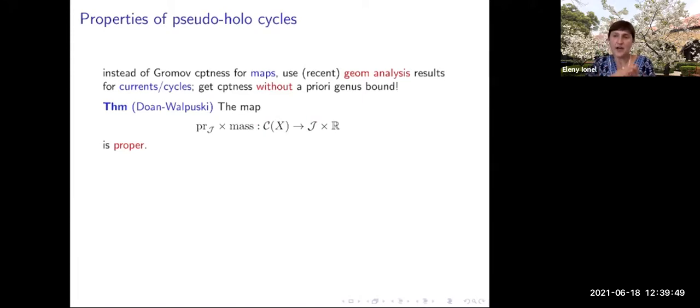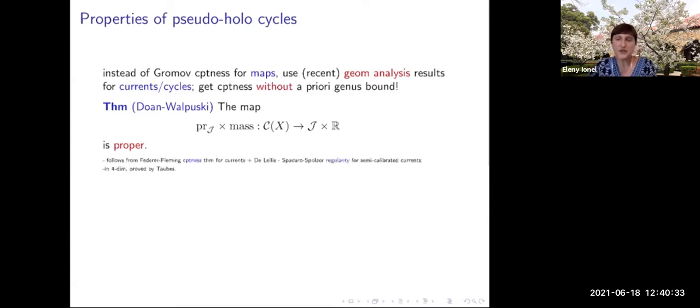What this really means is that if you look at J-holomorphic cycles and you fix the homology class, then that space is compact. Because if you fix the homology class, then the mass is fixed. Remember, the mass was omega on the homology class. So if you fix the homology class, you fix the mass, and if you fix J, then the space of J-holomorphic cycles is compact. It's just like Gromov compactness, except that it doesn't require an a priori genus bound. It requires just an energy bound. The mass of the image was the same as the energy of the map, but without the genus bound.